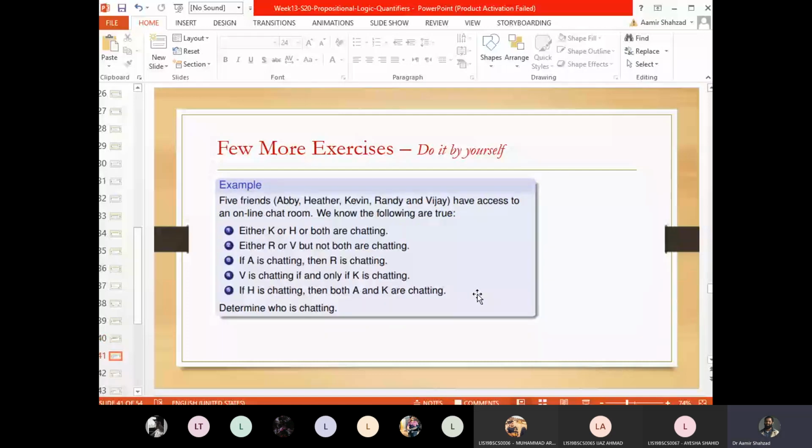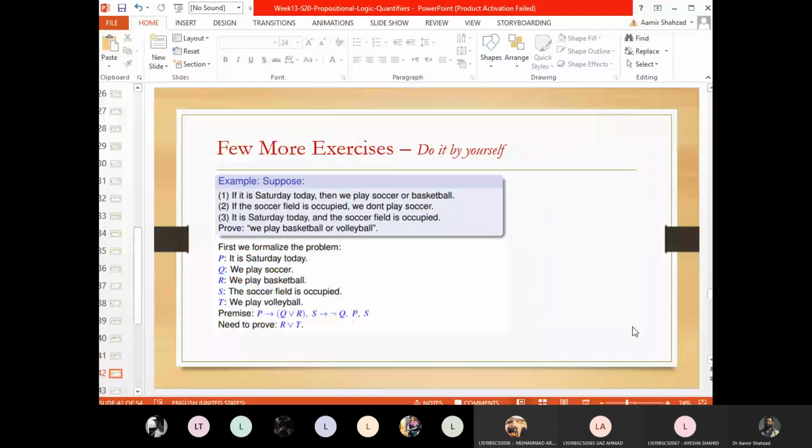So this you can do by yourself. So 5 friends, Abby, Heather, Kevin, Randy, Vijay, they are online and you have to figure out who is chatting with whom. So again, it's a simple logical puzzle. And then again, this is a logical puzzle. If it is Saturday today, then we play soccer or basketball. And then we have to prove that we play basketball or volleyball.